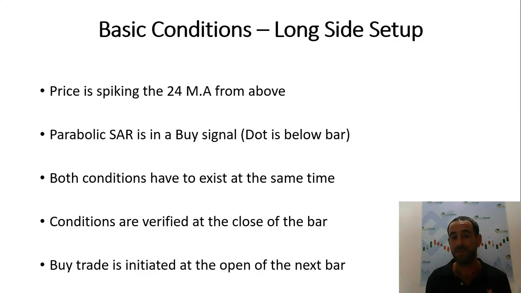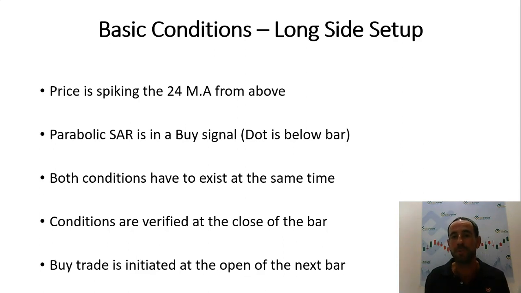So it's going to spike that moving average, and at the same time, we're going to have a buy signal coming from the parabolic SAR, which means a dot below the bar in the case of a long side setup, right? It's going to be a dot above the bar in the case of a short side setup. So both conditions have to exist at the same time to get what we call a full green light setup, right? Now conditions are verified, and that's very important, by the end of the bar.